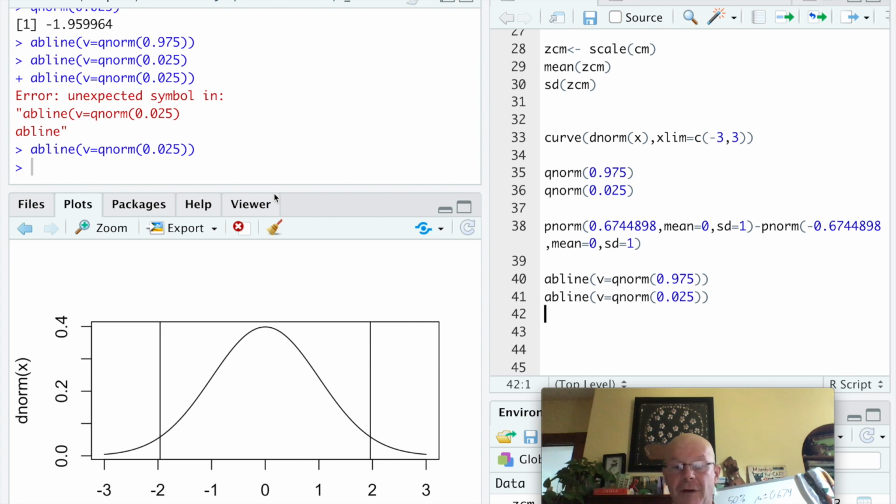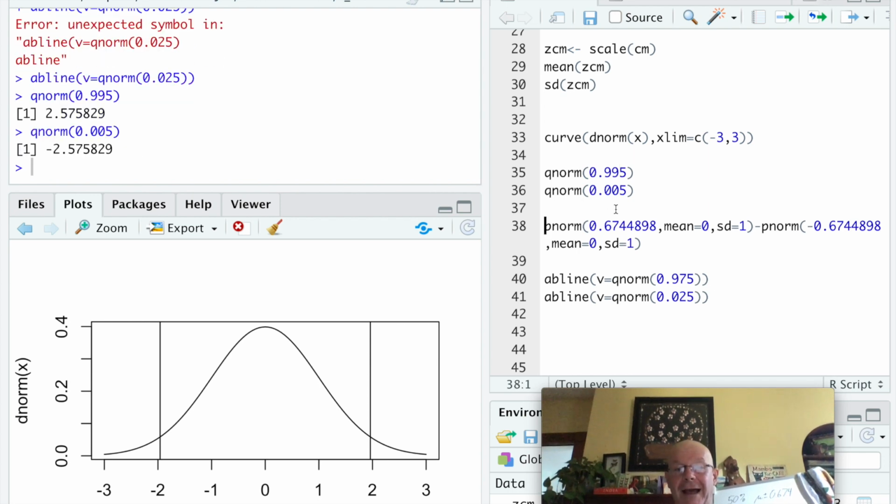And we could figure this out for any kind of interval. So if we wanted to ask what the 99% interval would be, we could figure out what those magic numbers are by saying 0.995 and 0.005. And so we expect 99% of the data to fall between negative 2.5 and roughly positive 2.5. And again, these are all written as units of standard deviation.